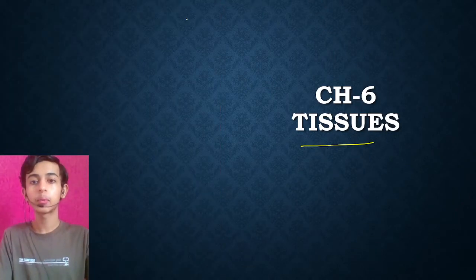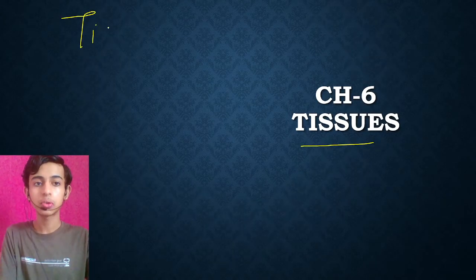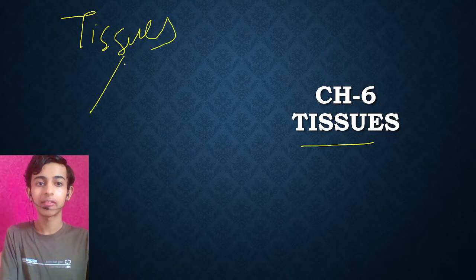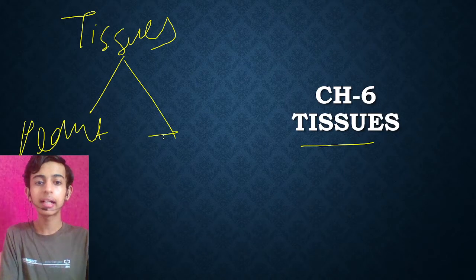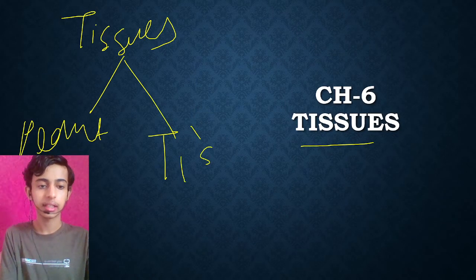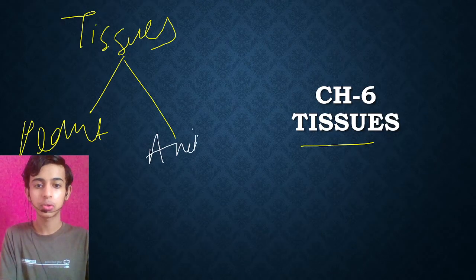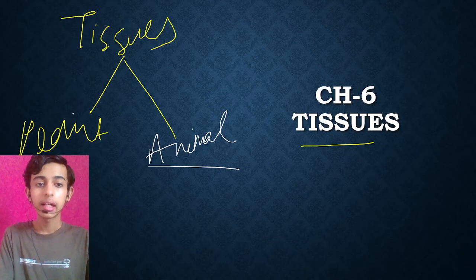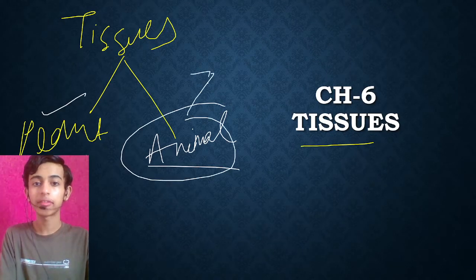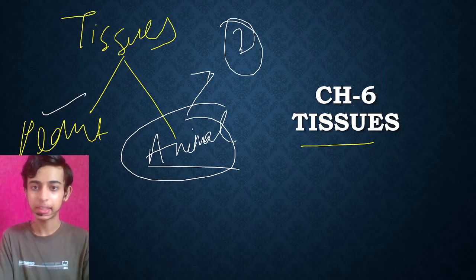Before starting, I would like to tell you some very important points. This chapter, Tissues, has two parts. The first is related to plant tissues, and the second is related to animal tissues. These two topics are very important. Plant tissues are important, and animal tissues have a fixed 3 marker question that can be assessed in your class 9 examination.